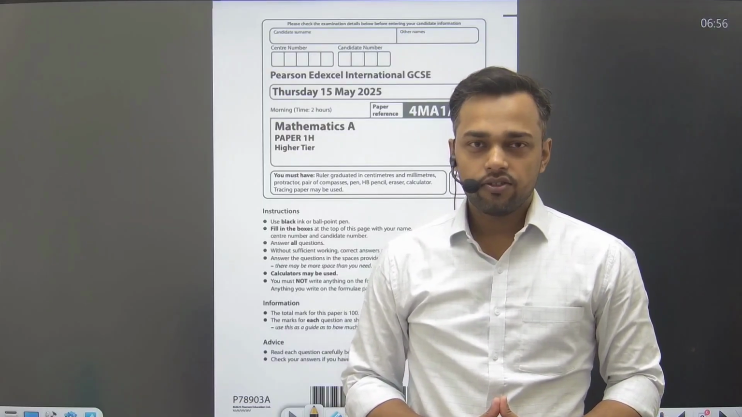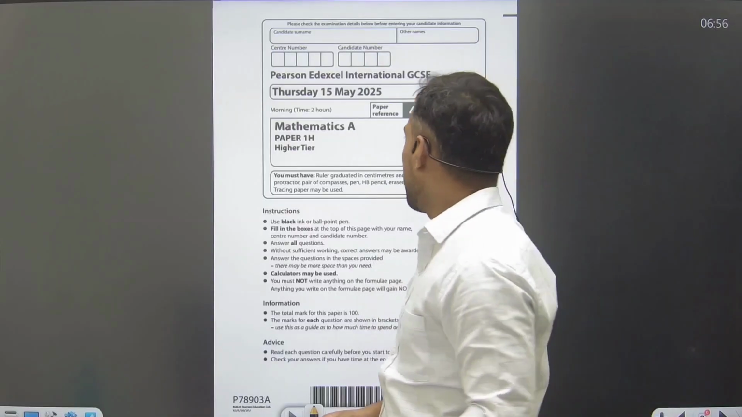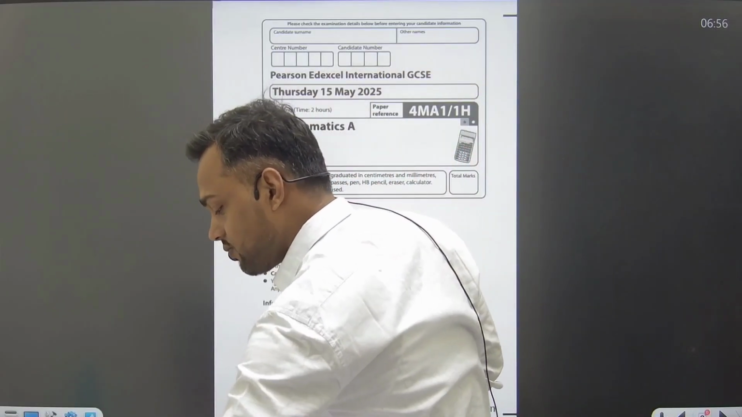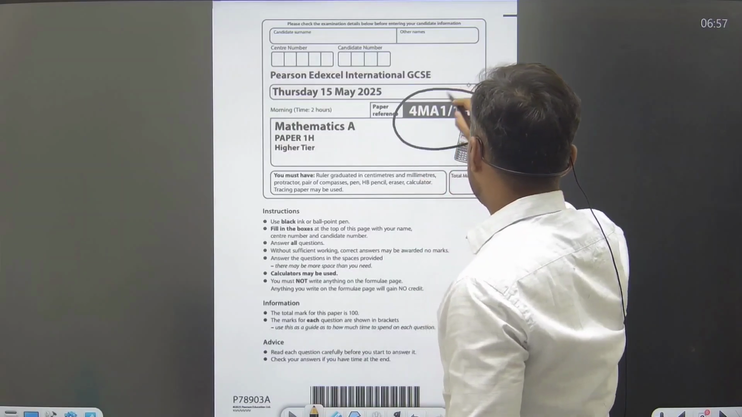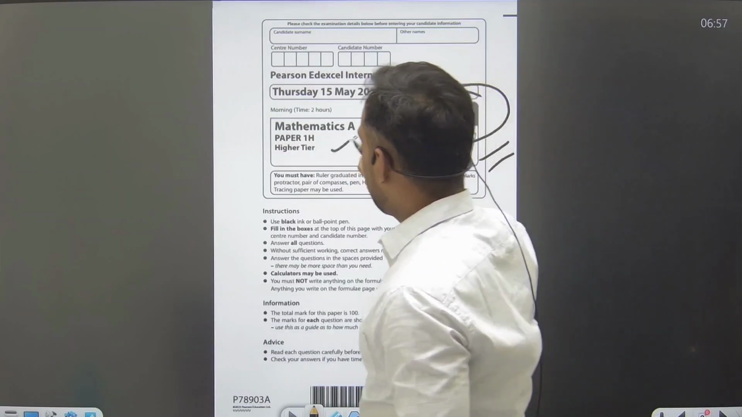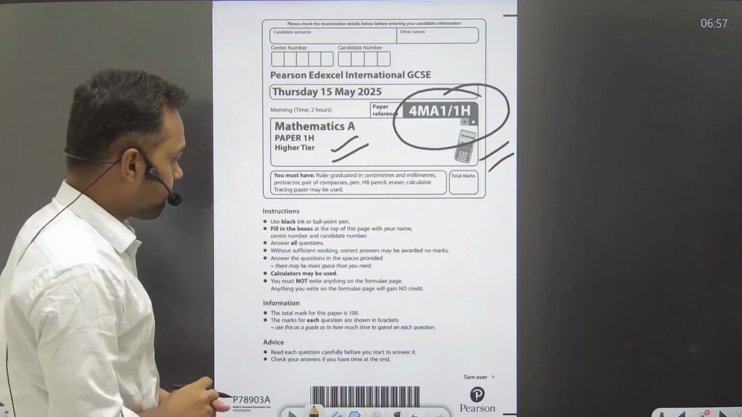That is the Pearson Edexcel IGCSE examination, and this paper is 4MA1/1H. This is the paper, students, and it is of higher tier, and the paper is 1H, Mathematics A.